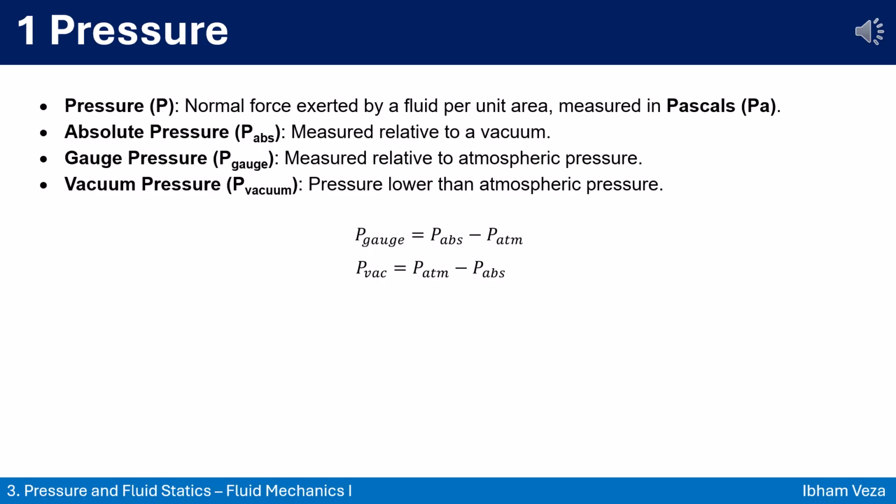Vacuum pressure, that's just pressure lower than the air we breathe. Think of a vacuum pump sucking air out. Remember, gauge and vacuum pressure are just tools to measure how much more or less pressure we have compared to the atmosphere. Two simple formulas tie it all together. Absolute minus atmospheric gives you gauge pressure, and atmospheric minus absolute gives you vacuum pressure. Simple, logical, and directly useful in real applications.